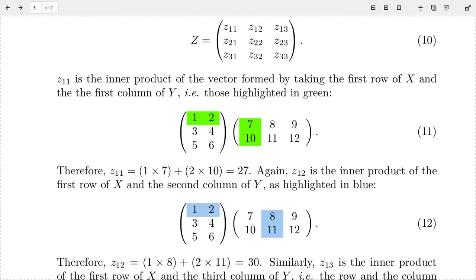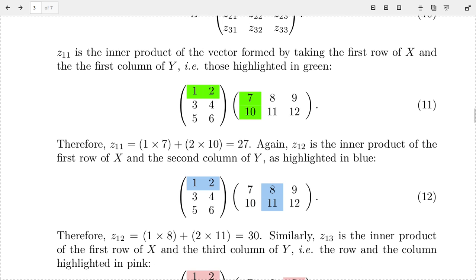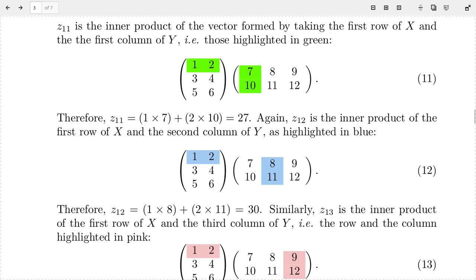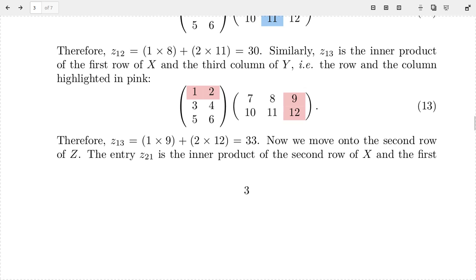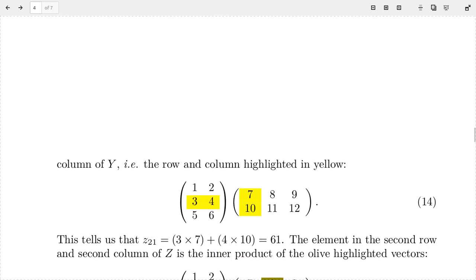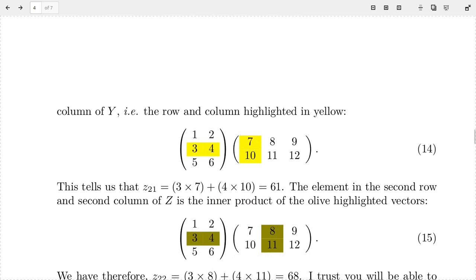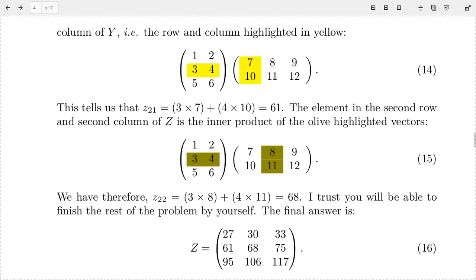And so Z11 equals 1 times 7 plus 2 times 10. Z12 is the inner product of the first row of X and the second column of Y. Similarly, Z13 is the row and column highlighted in pink, the product of the first row of X and the third column of Y. So Z21 is the product of the second row of X and the first column of Y, as in the ones highlighted in yellow.